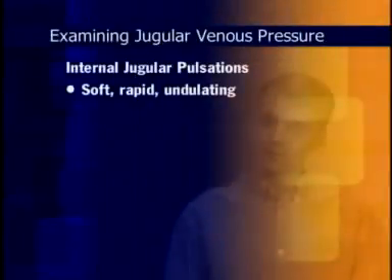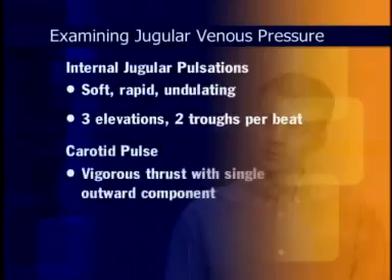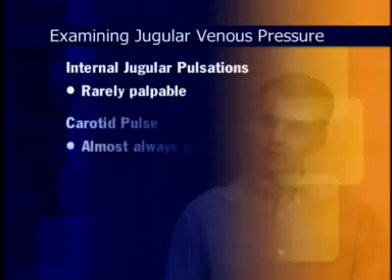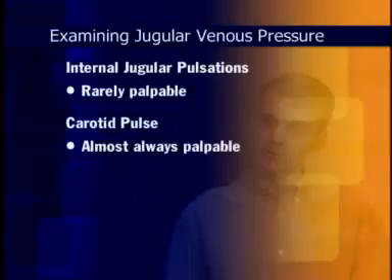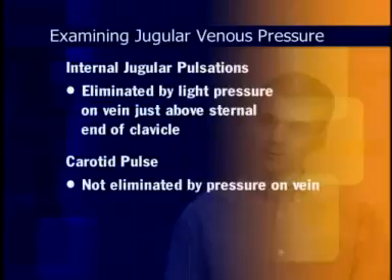Internal jugular pulsations have a soft, rapid, undulating quality, usually with 3 elevations per heartbeat, 2 of which are visible, and 2 troughs, whereas the carotid pulse provides a more vigorous thrust with a single outward component. Internal jugular pulsations are rarely palpable, whereas the carotid pulse is almost always palpable. Internal jugular pulsations are eliminated by light pressure on the vein just above the sternal end of the clavicle. The carotid pulse is not eliminated by the pressure.